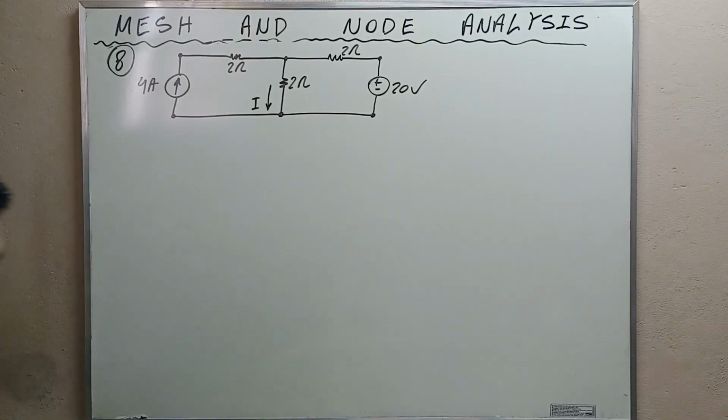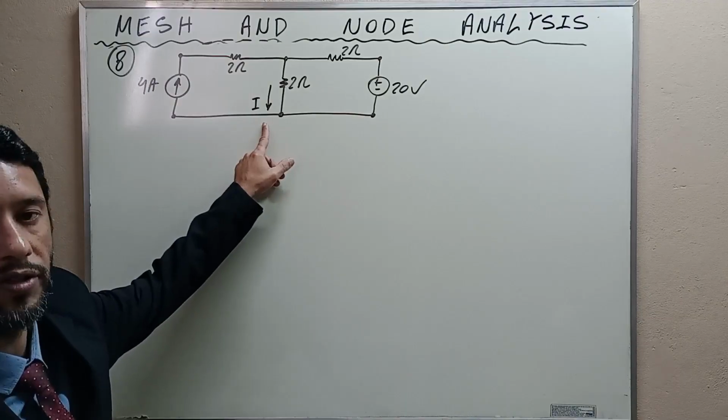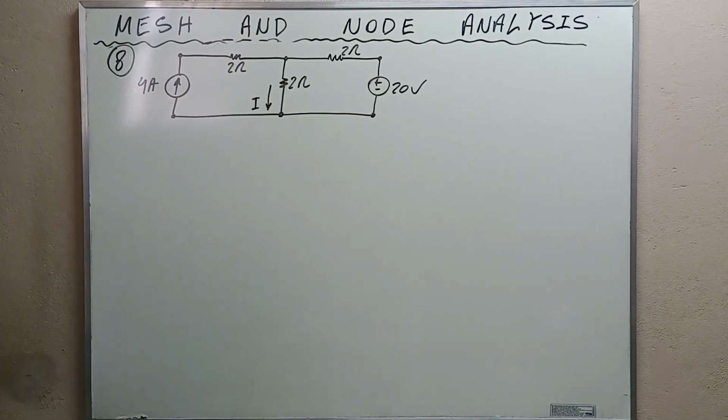Exercise number 8, determine the current I in the circuit. Okay, this is a simple exercise. The exercise only wants us to calculate the value of this current. And to do so, let's use some labels here.